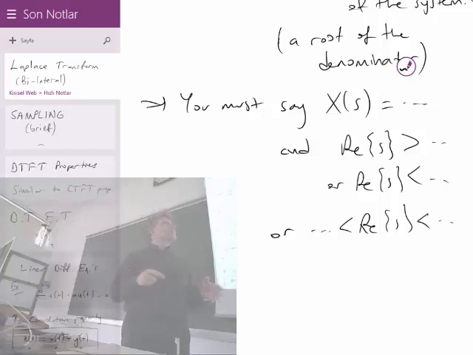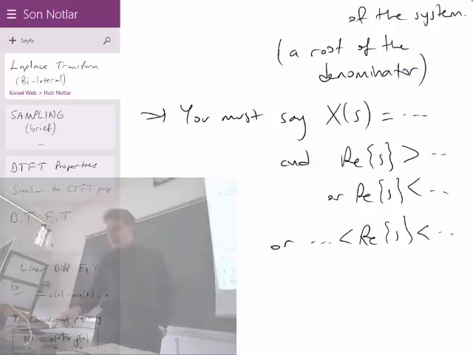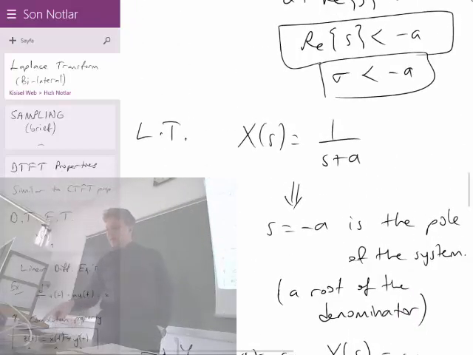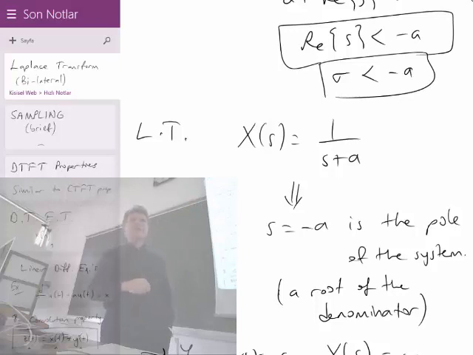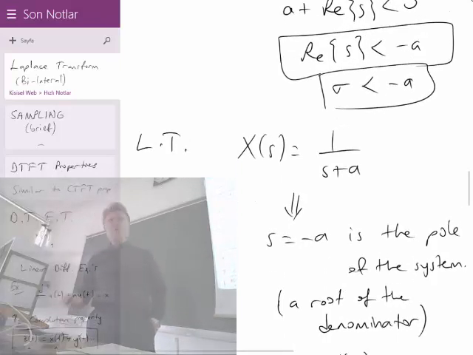With the combined expressions, it has a meaning. It constitutes the whole Laplace transform. The Laplace transform by itself is not only X of s. It must be accompanied by either of these things. For example, if you say X of s is equal to 1 over s plus a, and sigma is less than minus a, or real part of s is less than minus a, sorry. Suppose you say this and that is a Laplace transform, which has a unique inverse Laplace transform, and that inverse Laplace transform is minus e to the minus at u of minus t.